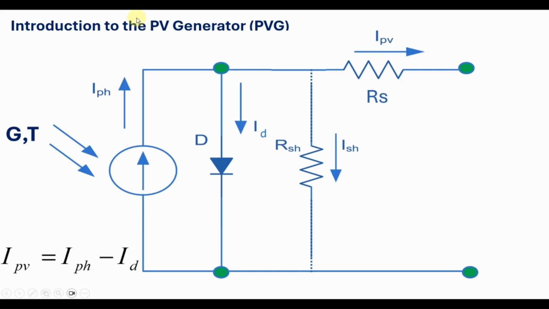In this section, we will study the photovoltaic generator, or PVG, which is the heart of every solar energy system. The purpose of the PV generator is to convert solar radiation into electrical energy. In Simulink, the PV generator is modeled mathematically using the equivalent electrical circuit of a solar cell. This model computes the output current based on three important inputs: solar irradiance, cell temperature, and the terminal voltage of the PV array. Let us see how this model works internally.